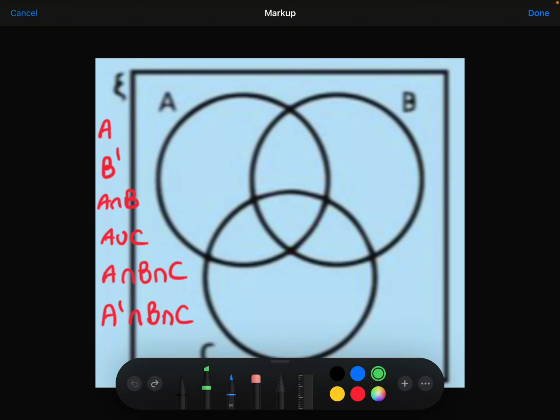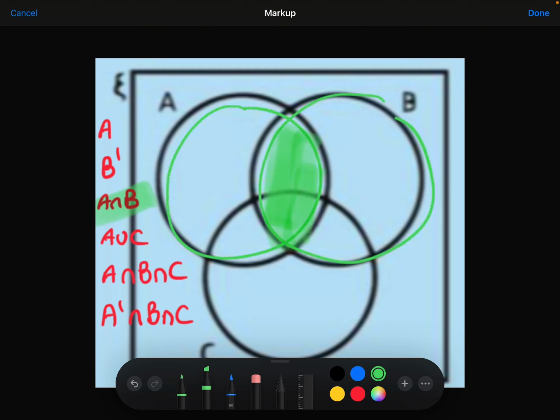Now we've got A and B. So the bit that is in circle A and in circle B, so that's this bit in the middle here. It does include a little bit of circle C there as well, but that's okay, because that part there is still in A and in B.